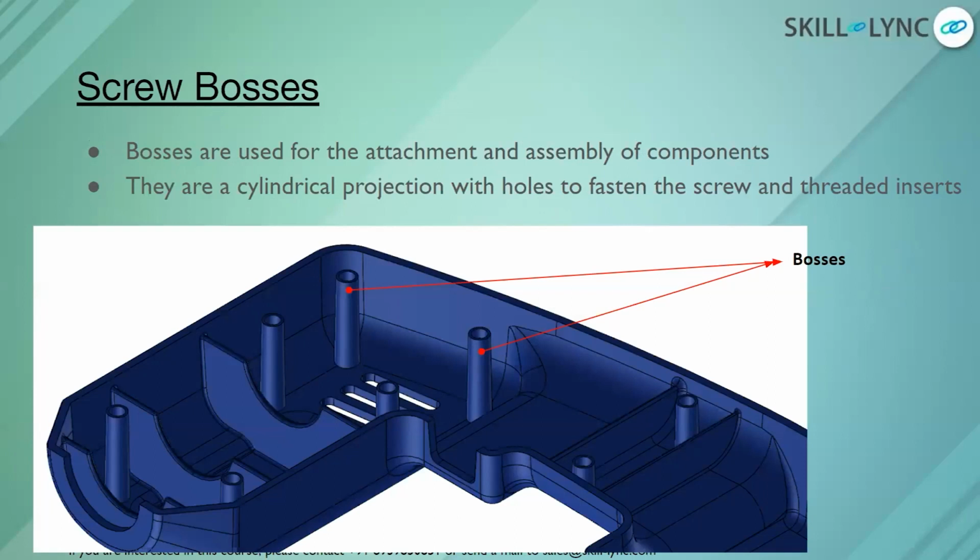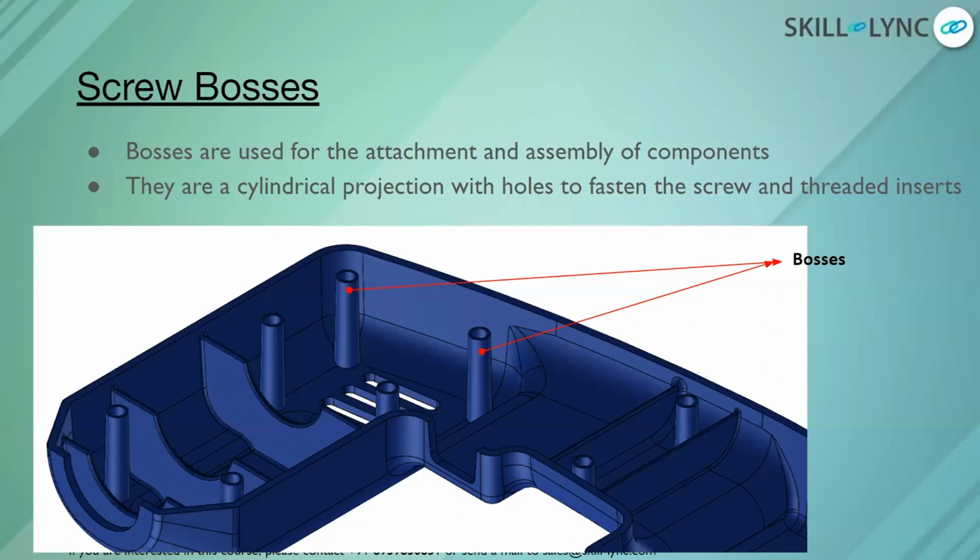The next component with respect to engineering features is the screw bosses. Screw bosses are used for attachment and assembly of components. Basically you can see one part of your plastic component. If you watch closely, this is a drilling machine part. One half of the drilling machine part is here. We have another side available for this particular drilling machine also.